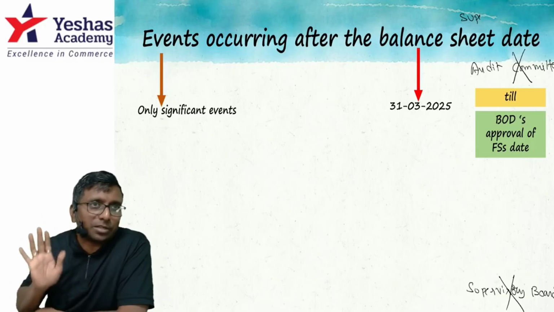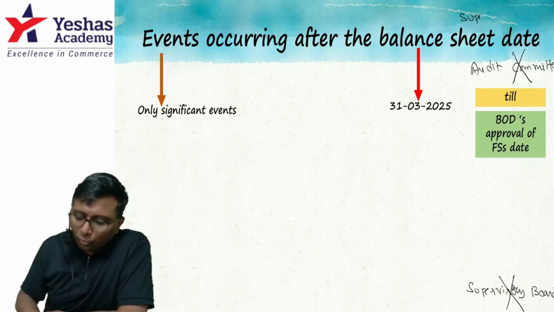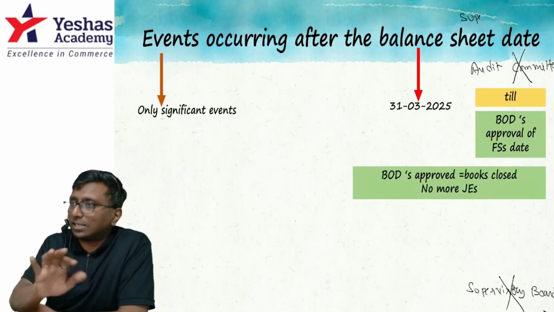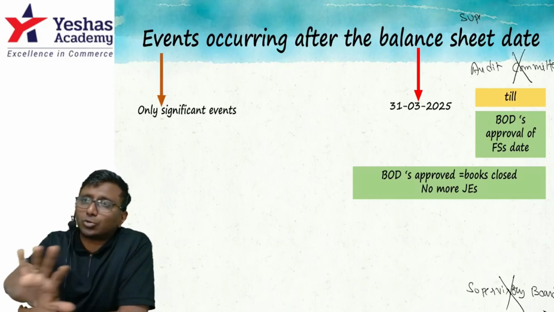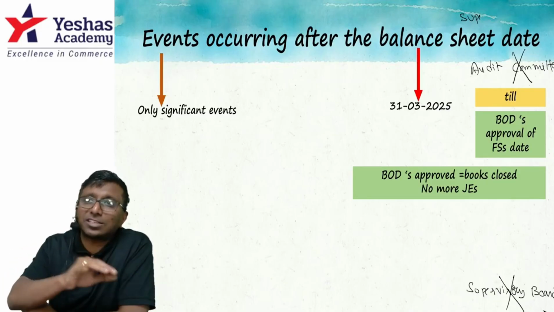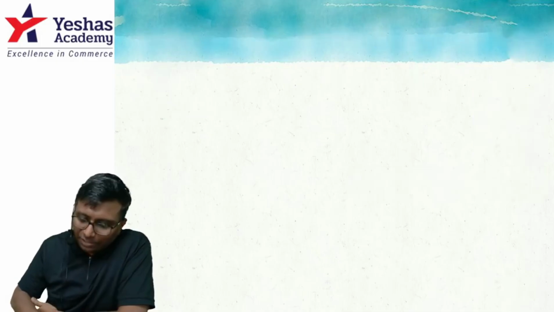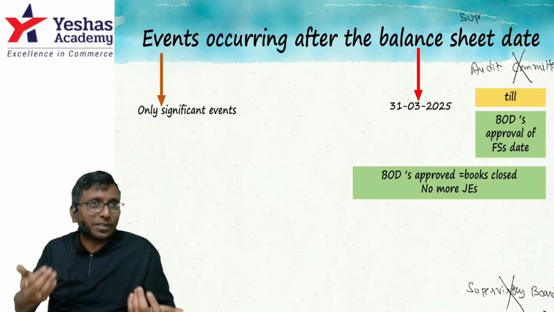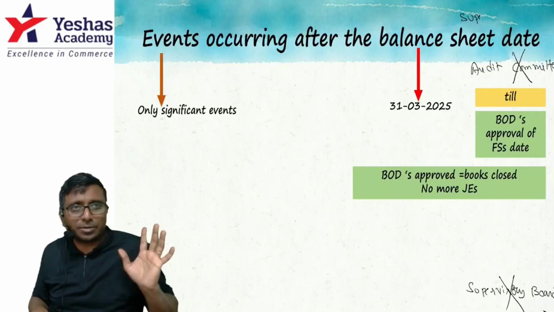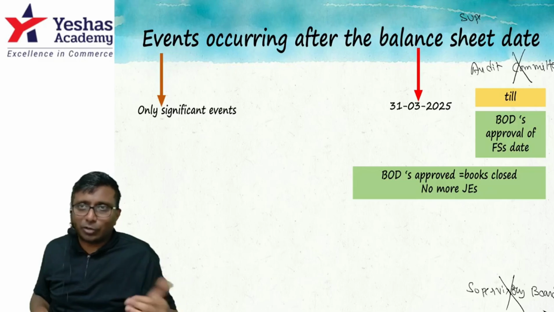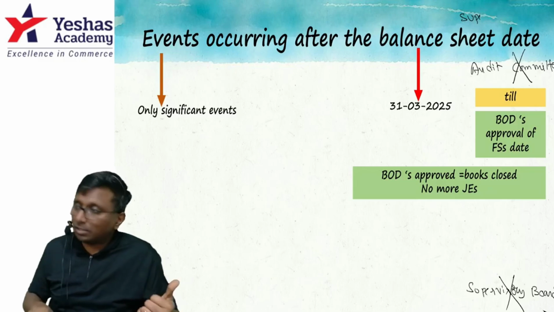Board's approval is important. Once the board's approval is done, that means the books of last year are closed. Till that time, the books of accounts of last year are still open. So no more journal entries will take place once the board of directors has approved the financial statements. Is that simple and clear? Can we go ahead?